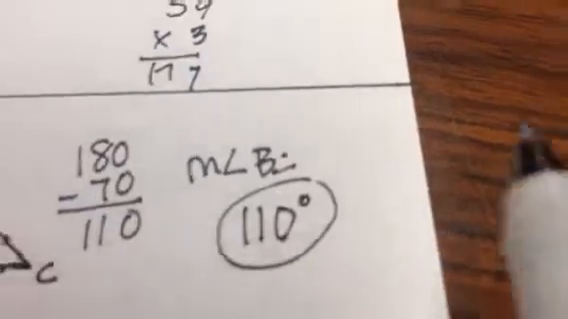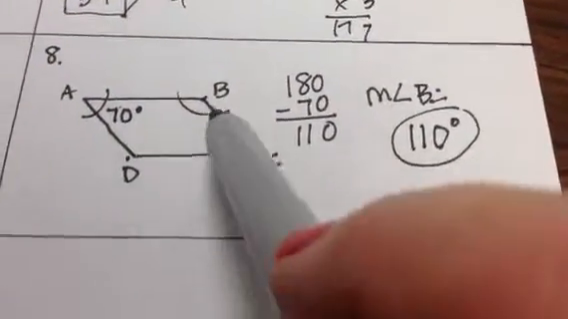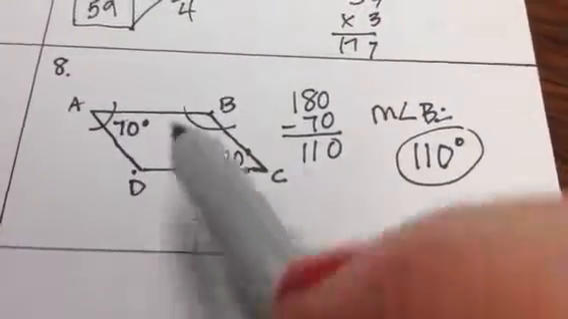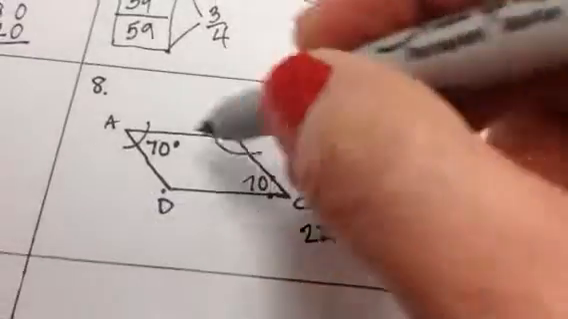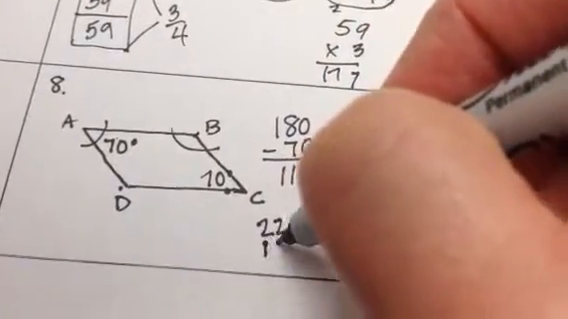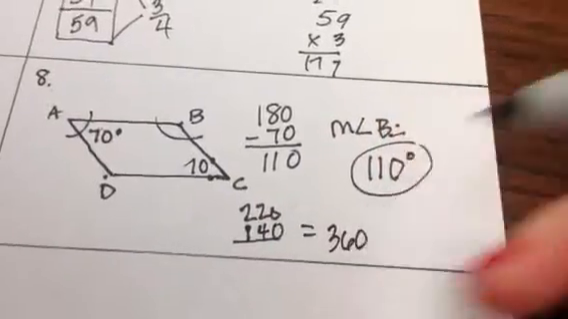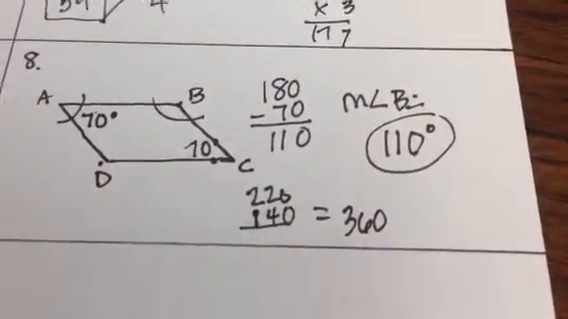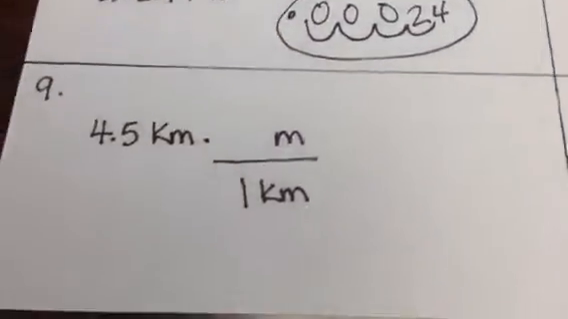So the measure of angle B equals 110 degrees. And if we wanted to check that, we could just say, okay, let's say 110, that would be 220 for that one and that one. 220 plus 140, does that equal 360? Yes, it does. So that's how I can check if that is correct. All right, one last one, and then I'm going to make a different video for the rest.